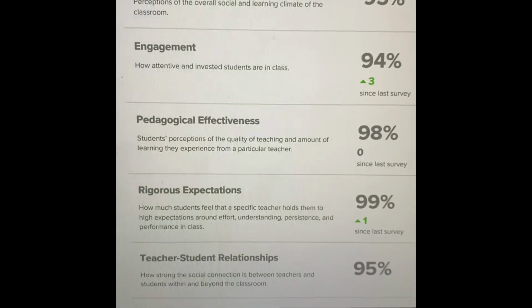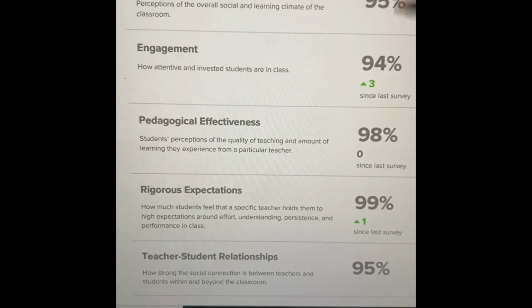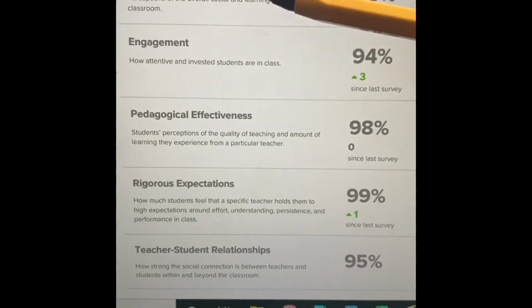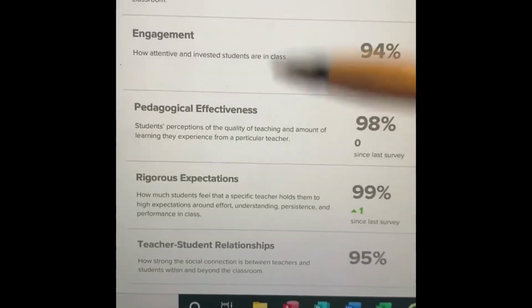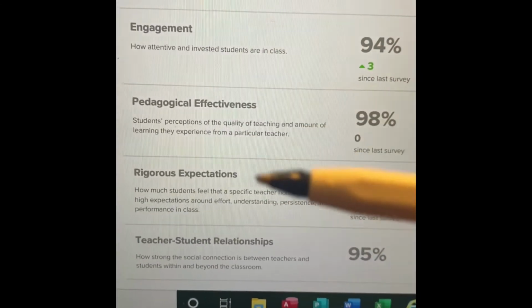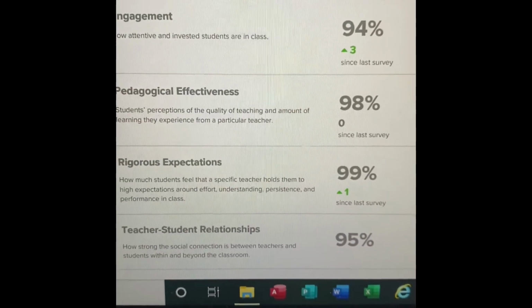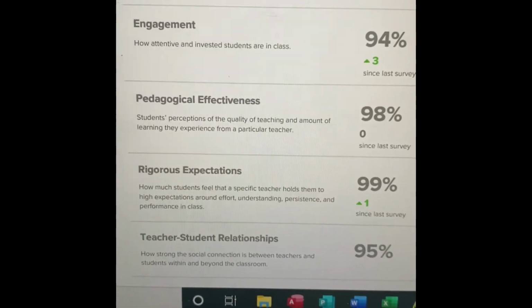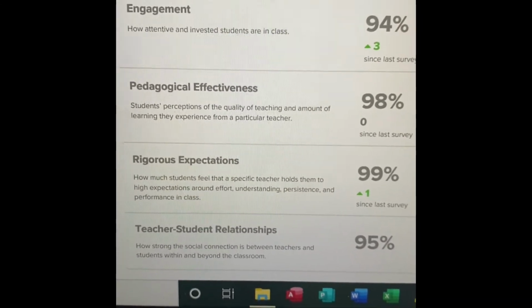I'm going to show you here the beginning of the survey, which is basically the summary of the 5 different components of this survey, which are classroom climate, engagement, pedagogical effectiveness, rigorous expectations, and teacher-student relationships. These were my overall scores for each of the 5 components. And in a moment, I'm going to go individually so you can see.